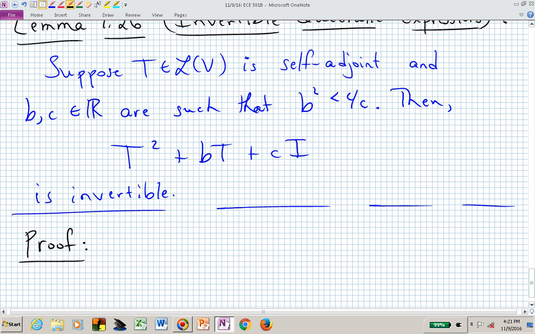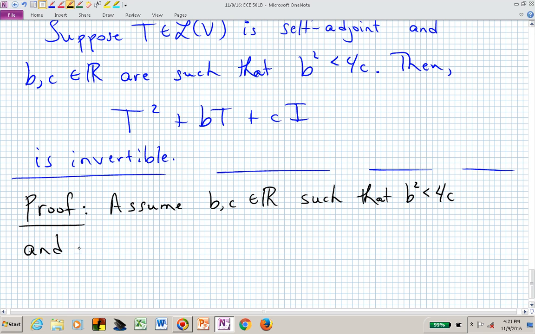So with those ideas, let's now assume that B and C are real such that, and this was in the assumption of our lemma, so we're not doing anything other than restating what we assumed in our lemma. So assume B, C are real such that B squared is less than 4C, and we have a vector V that's non-zero.